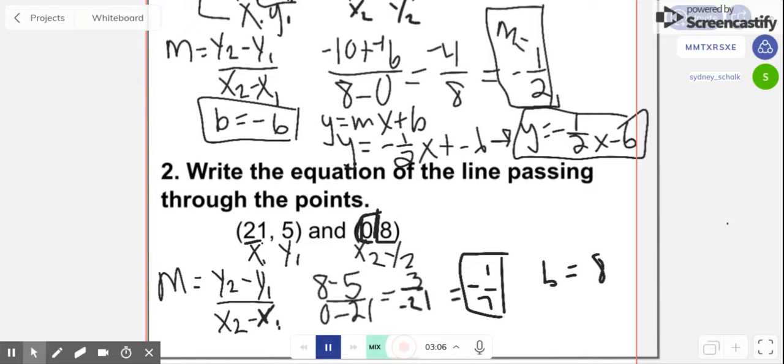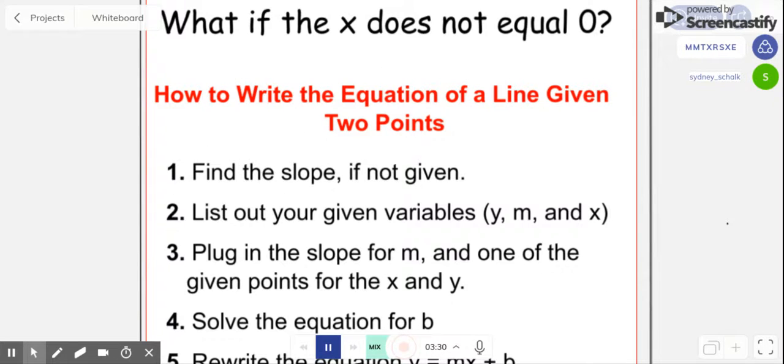And I can go ahead and plug in my slope, which is negative 1/7, into my equation, as well as my y-intercept, which is 8. And I get the equation y equals negative 1/7 x plus 8. And here you can see I've plugged in both my slope and my y-intercept, negative 1/7 for m and 8 for b. So just like yesterday, sometimes x does not equal 0.